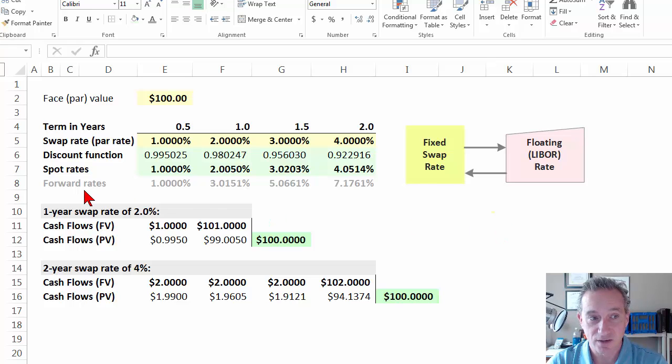Hi, this is David. I'd like to take a quick look at the difference between a swap rate and a spot rate, a common source of confusion in fixed income.